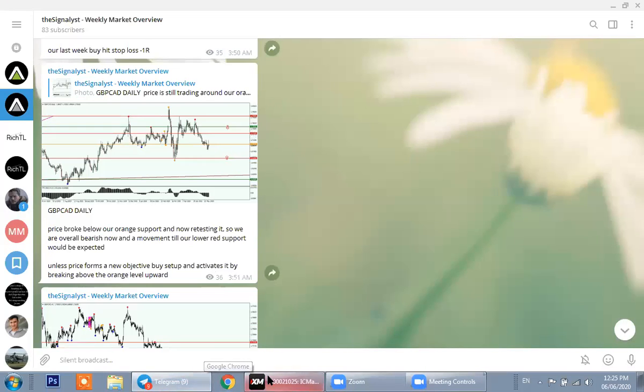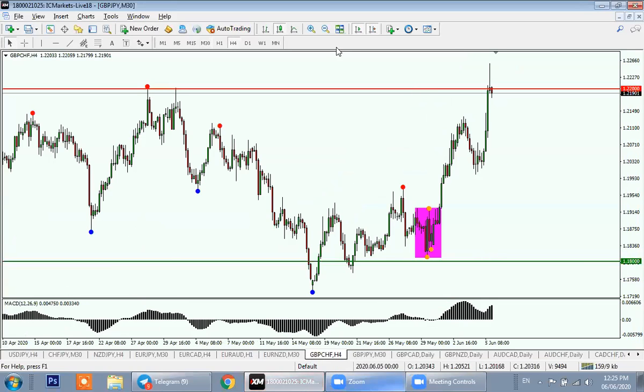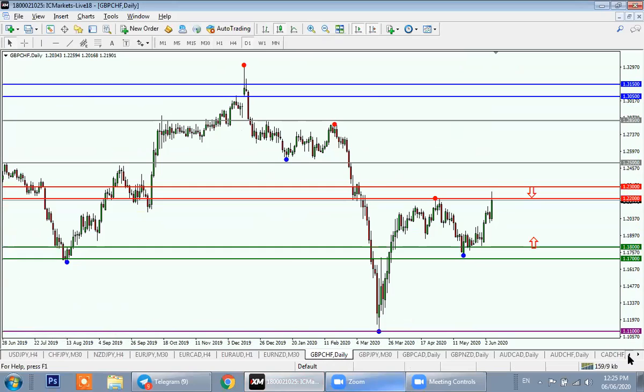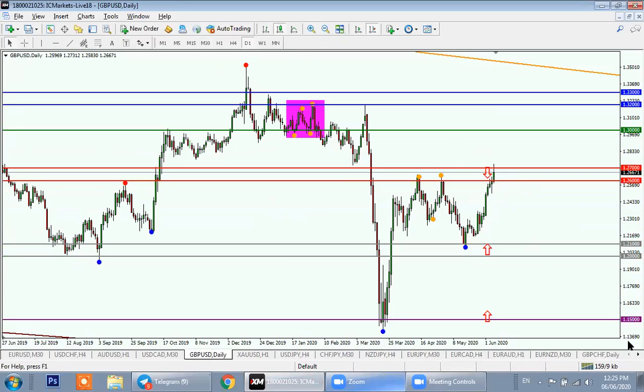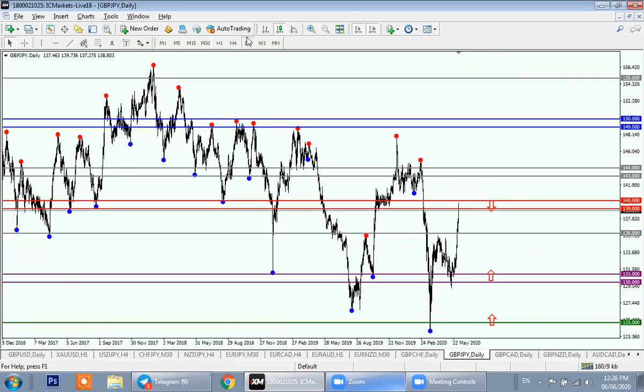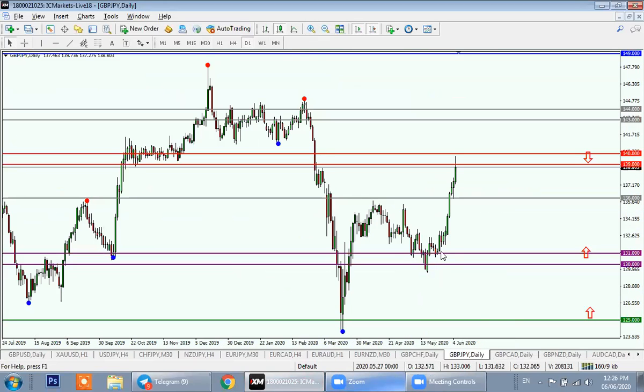As you can notice, GBP CHF is sitting around resistance. GBP USD is sitting around resistance. Here we go, around resistance, and also GBP JPY sitting around resistance. So it's not a coincidence. GBP pairs are overextended. As you can see, many green candles in a row.